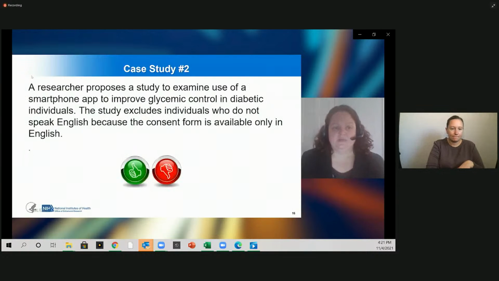So case study 2. A researcher proposes a study to examine use of a smartphone app to improve glycemic control in diabetic individuals. The study excludes individuals who do not speak English because the consent form is available only in English. What do you think? Thumbs up or thumbs down? Put your answer in the chat.